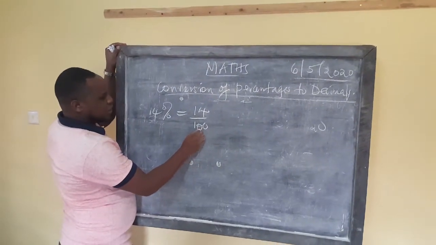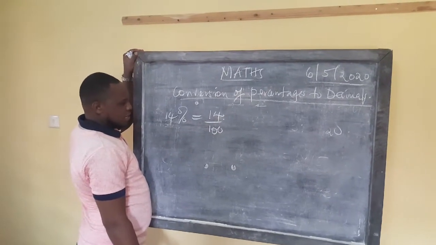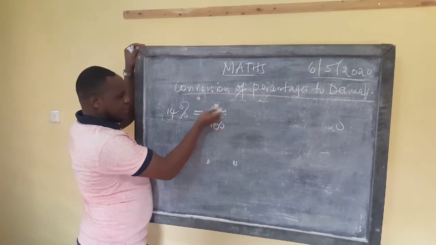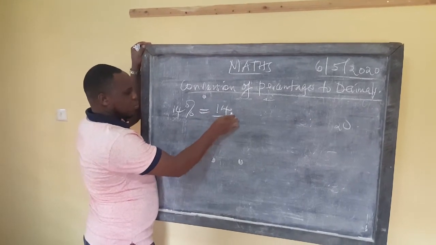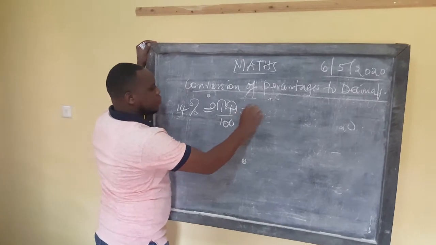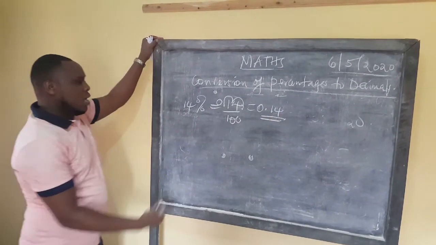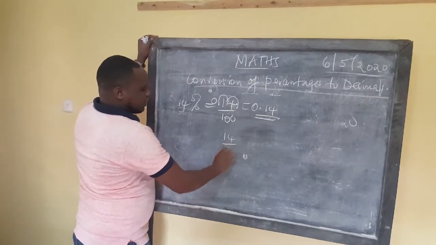We have 1, 2 decimals. The decimal point is always there in our whole number. So we move it backward 1, 2 times, 1 and then 2, to land there. Put a 0 there. This will give you 0.14 as your answer.